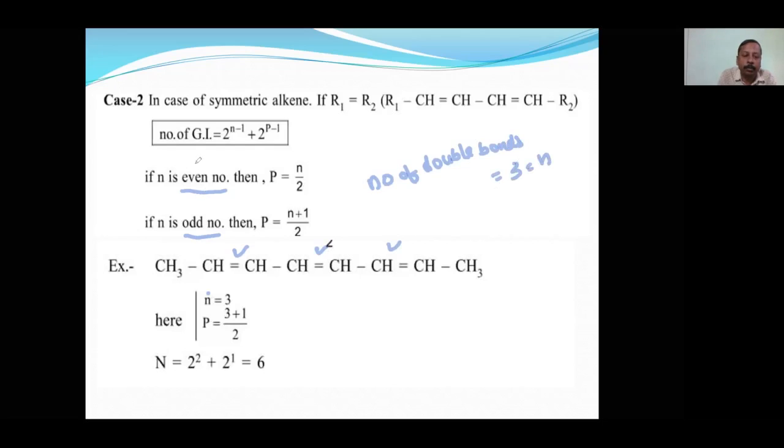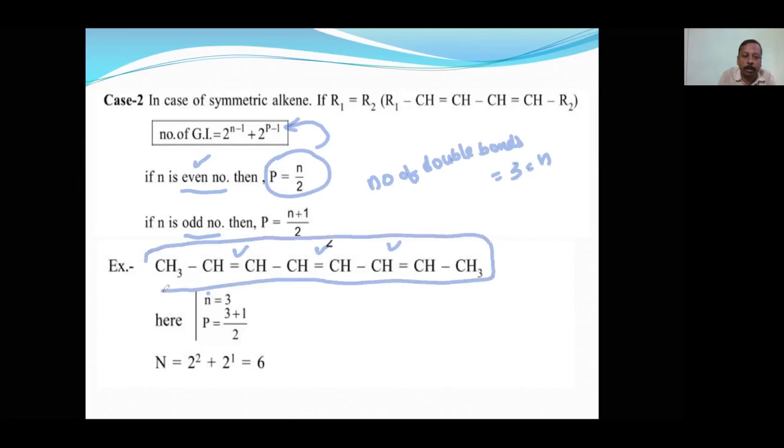Here it is n, and if n is even, then we will take a P value. What is this P value? That is n by 2 if even. If it is odd, n plus 1 by 2. So first condition, first example, this is the example. Here the number of double bonds is odd. So I will use this rule. P will be 3 plus 1 by 2. How much will it be? 4 by 2, that is 2.